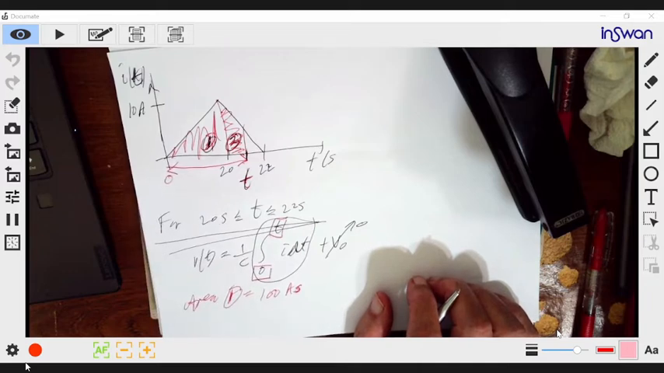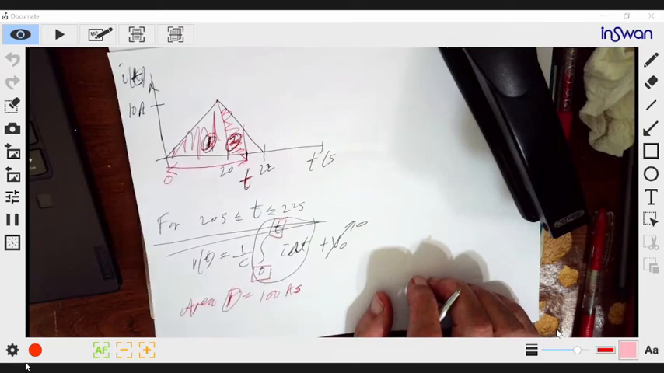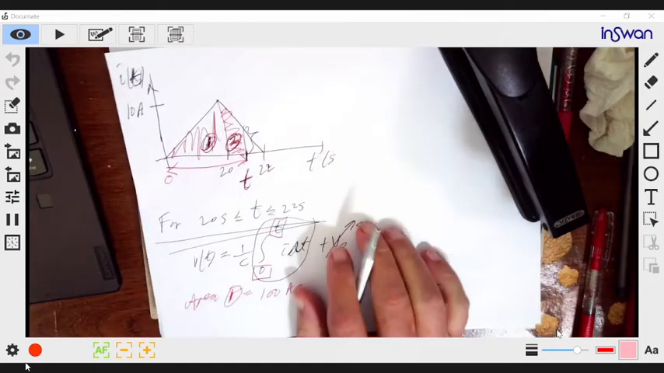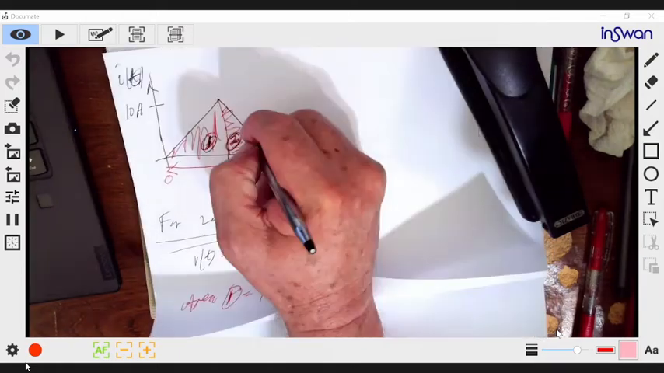So before you can find that area, you need to know the height. You need to know this height here, don't you? Yes, sir. That's what I realized. I made a mistake. And what's the value of that height?